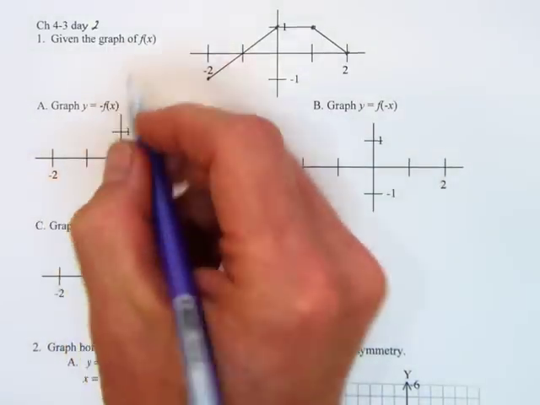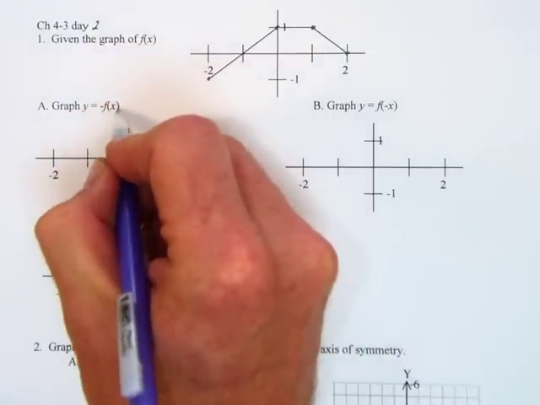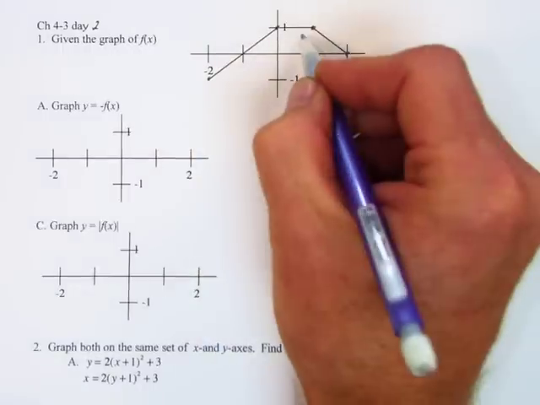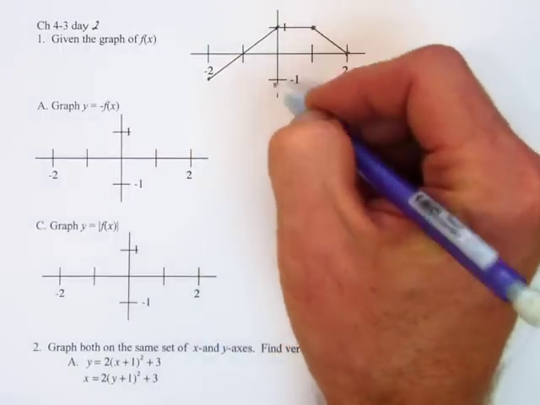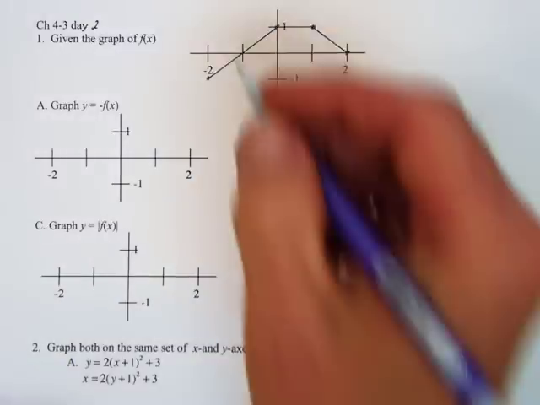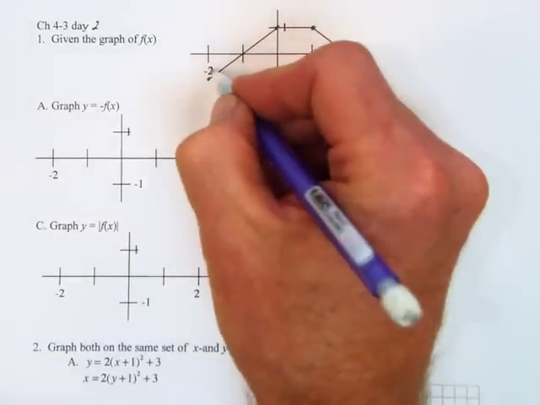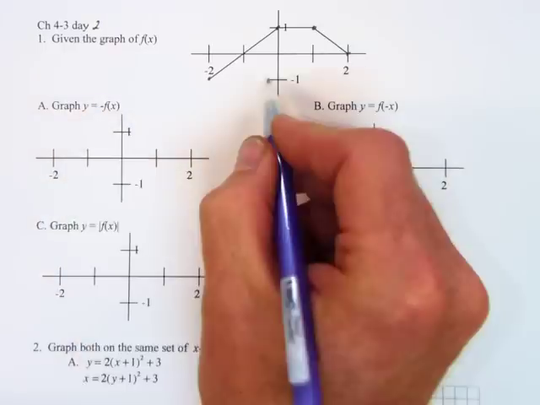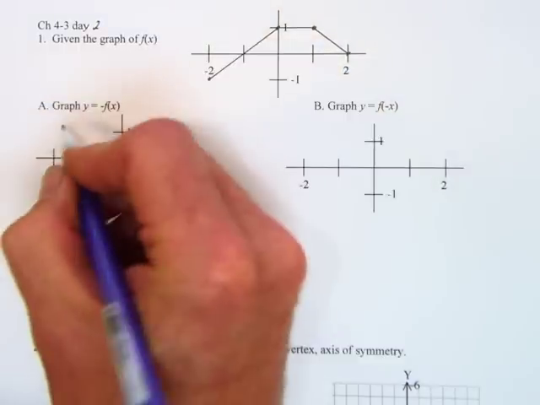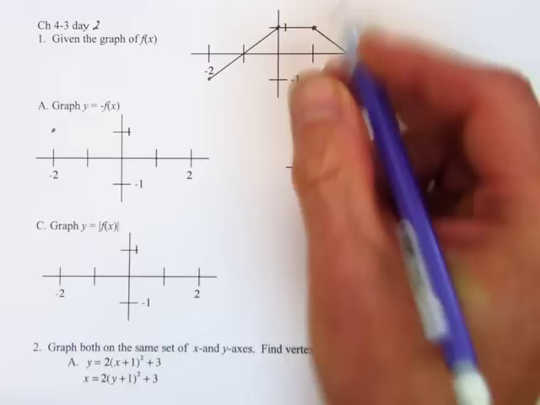y equals negative f of x. Now remember what this is. f of x represents our y value, so we're saying negative of these y values. Whatever the y values were, we're going to change the sign of them. We're going to make them opposite. So here's a point. The x value is staying the same. At negative 2, it was at negative 1, but it's going to flip over. It's reflecting about the x-axis.